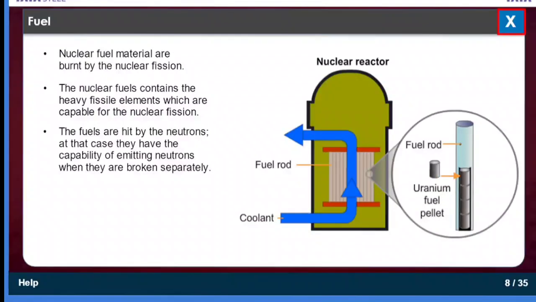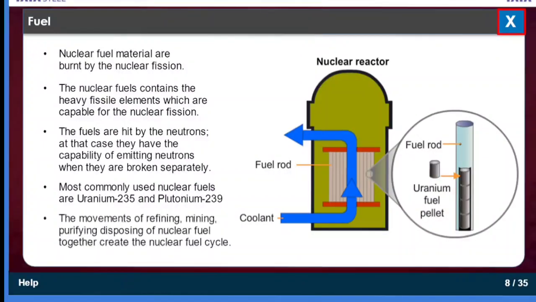In that case, they have the capability of emitting neutrons when they are broken apart. So, from that, there is a possibility of a self-sustaining chain reaction, which releases energy and controls the rate of the nuclear reactor. Otherwise, a rapid uncontrolled process can be observed in nuclear weapons. Most commonly used nuclear fuels are uranium-235 and plutonium-239.